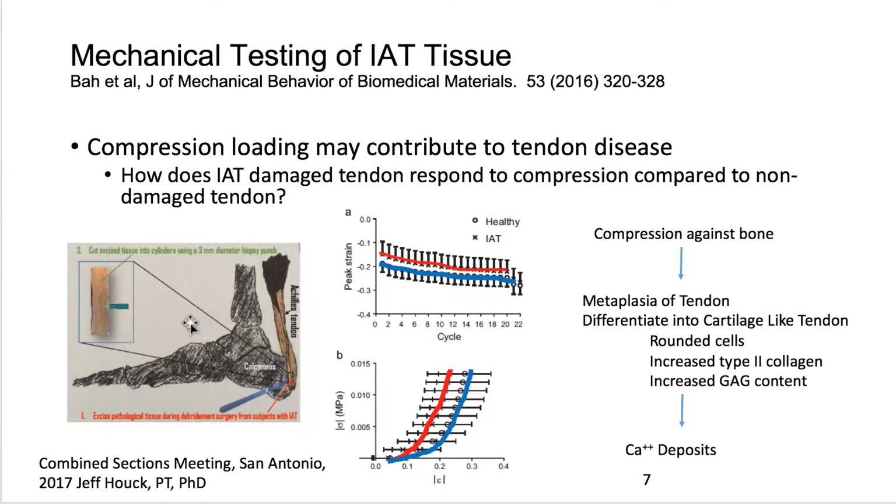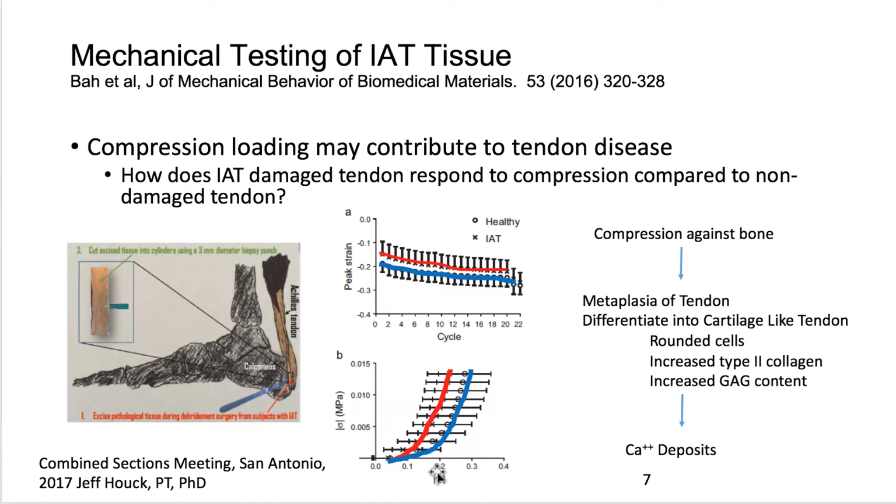So this was followed by removing tissue from surgery. When that tissue was available, they were able to take it to the lab and test it in an instrumented testing machine. So here we have peak strains, and here we have stress versus strain, and the red is IAT and the blue are controls. Zero is at the top here, and so we note that the IAT, which is in red, for each cycle was deformed less per load than the control participants, meaning it's more stiff.